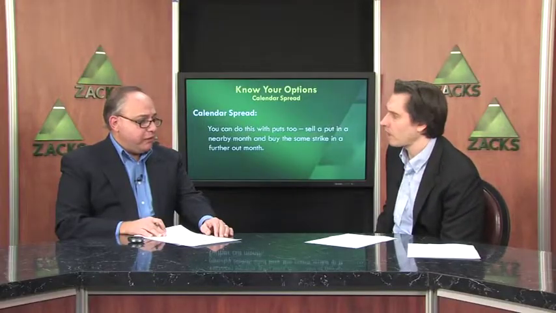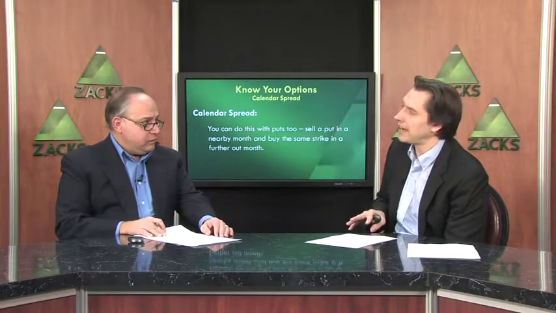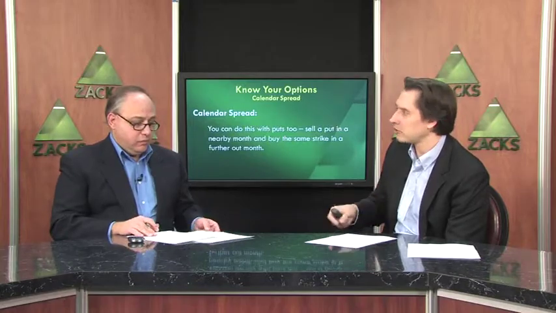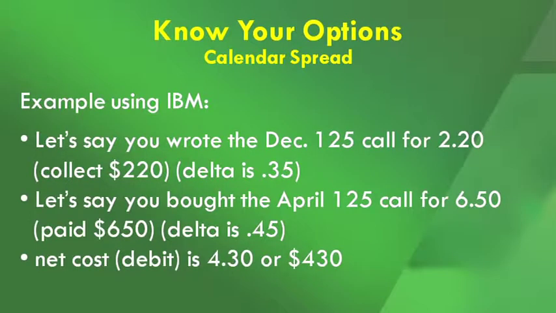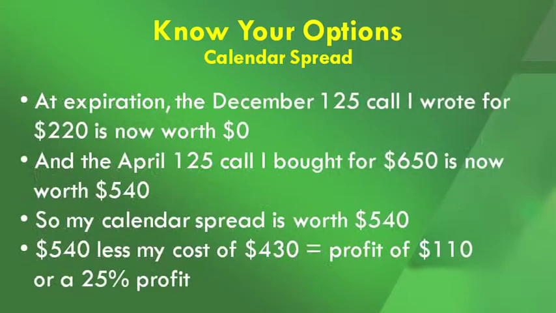All right, so give us an example to clarify how this works. Okay, we're going to use IBM as an example, so let's set this trade up. Let's say you wrote a December 125 call for $220. That means you're going to collect $220. And let's say that you bought the April 125 call for $650. You're going to pay $650. Your net cost or debit is going to be $430.